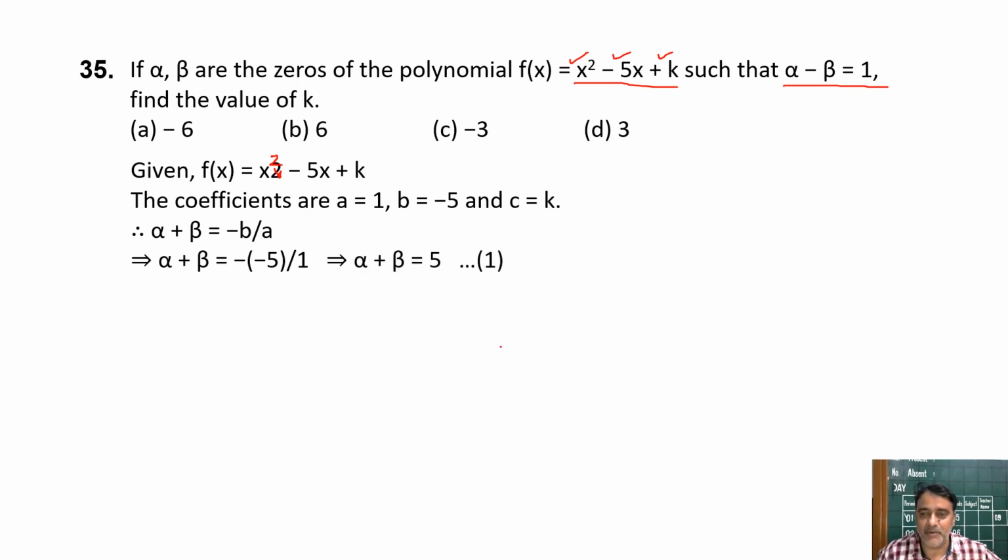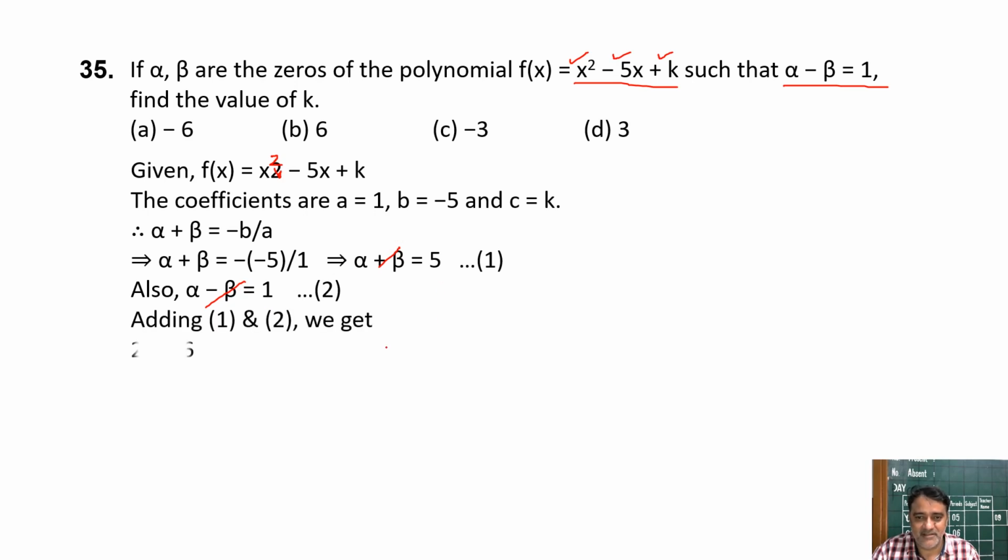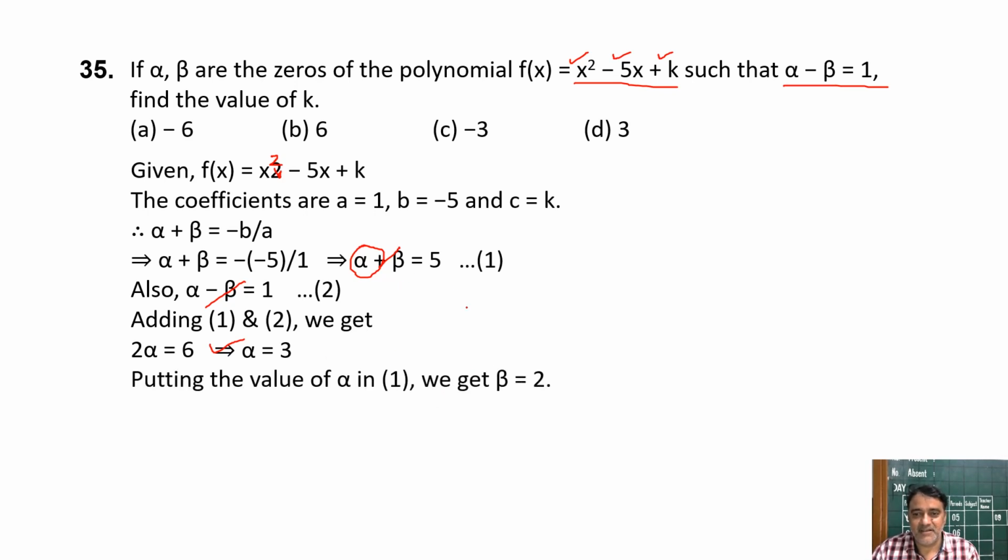This is equation number 1. And it is given in the question alpha minus beta is equal to 1. So we will solve these two. First we will add. If we add, these two will cancel. So we will get 2 alpha is equal to 6. Is this clear? Yes, sir. So alpha is equal to 3. Now what will be the value of beta if you substitute here? 2. 3 plus beta is equal to 5. So beta is equal to 2 we are going to get.